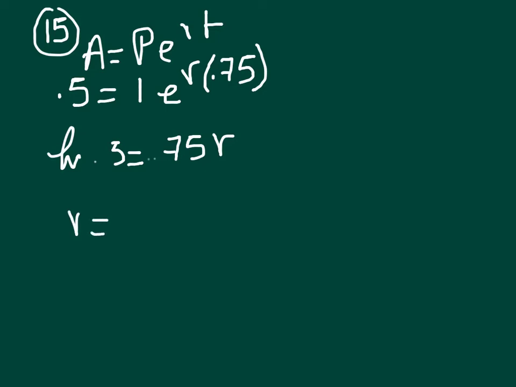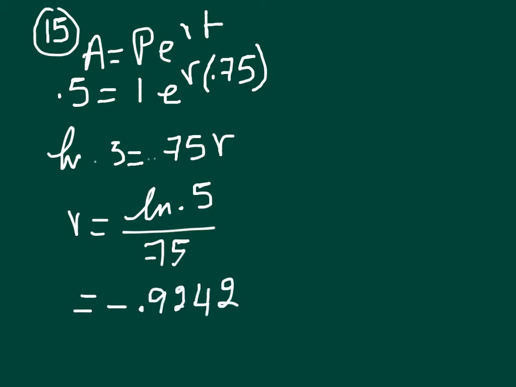And then r will give you ln 0.5 divided by 75. And r is going to give us negative 0.9242. I need you to know it's negative because it's a decay. Now we're going to try to answer the question.